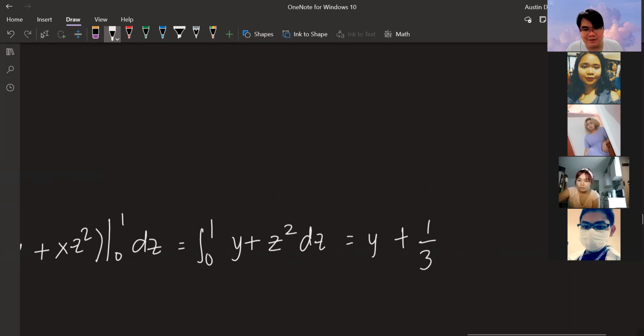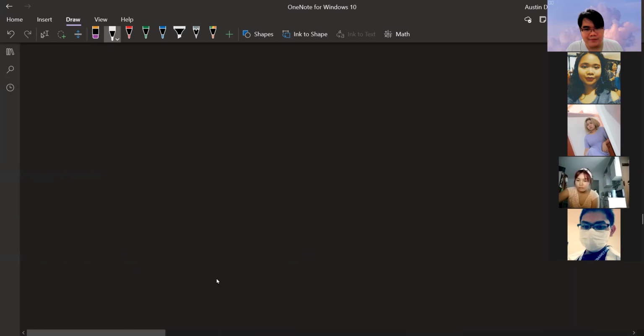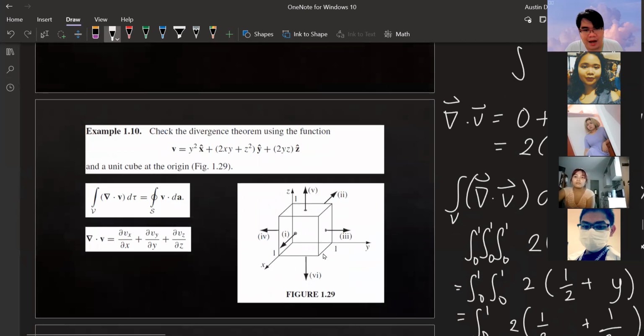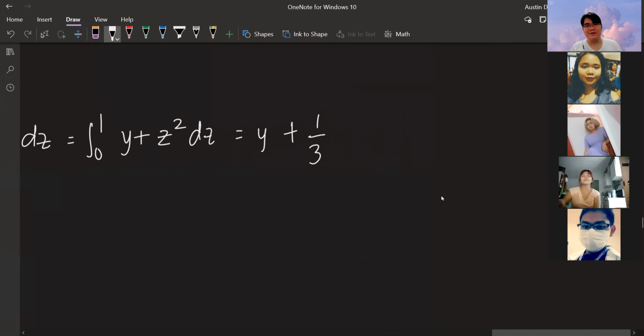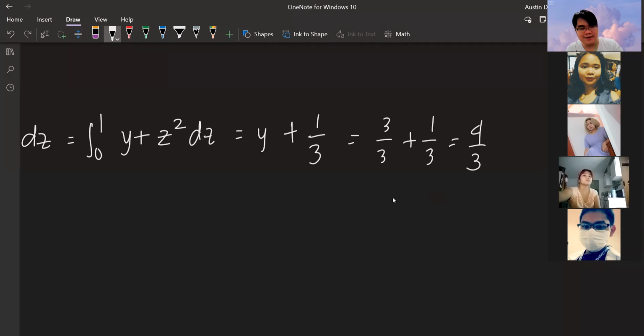Okay, sir. Ba't may y tayo, sir? Dapat di ba value lang makukuha natin? Hahanapin mo ngayon kung anong value ni y. Dahil nandito yung area natin, ang value ni y ay magiging 1. Okay? Amazing. So we have 1 plus 1/3. So that is 3 over 3. Sorry, hindi ako magaling mag-add ng fractions. Ginagawa ko laging ganito para hindi ako mahirapan. Plus 1/3. So that is 4/3. Amazing. Double check natin. Tama naman ako.